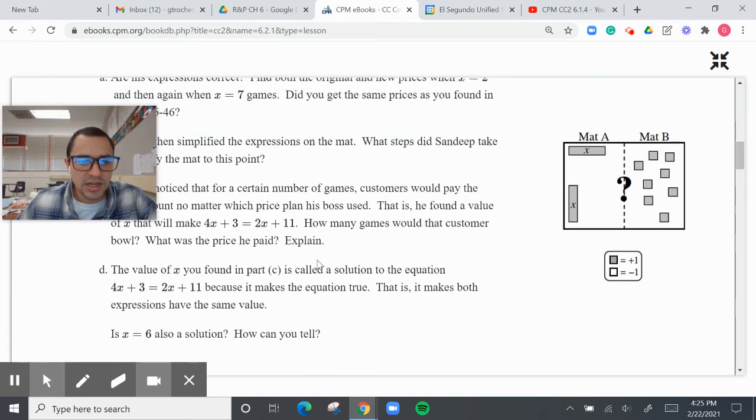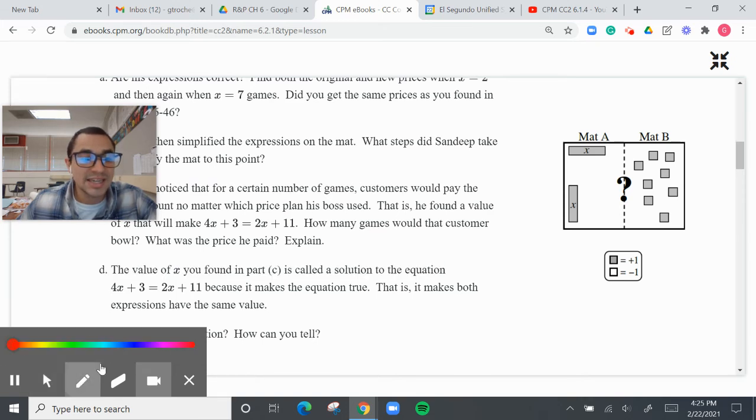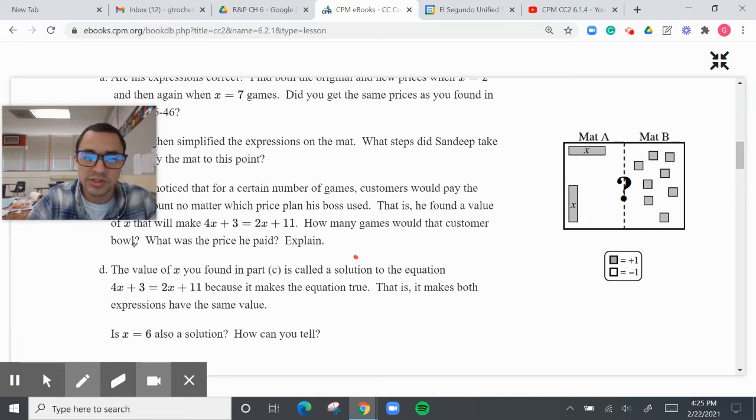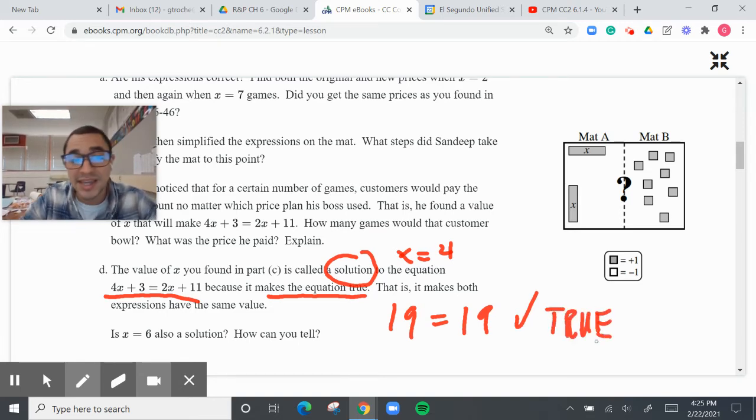All right, D: the value of x you found in part C is called a solution. So our solution was x equals 4 to this problem because it makes the equation true. Remember, I had 19 equals 19. Is that a true statement? Yes. If you get a true statement, that means you are correct. That is a correct answer.